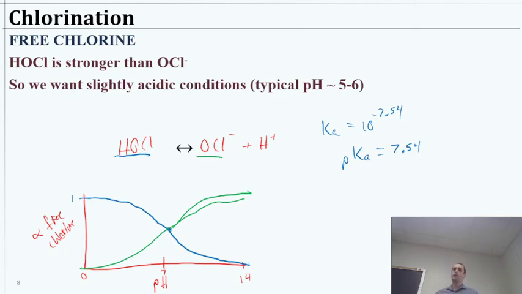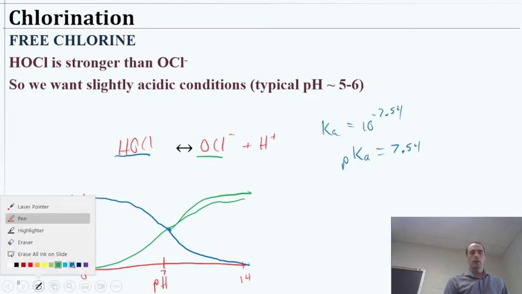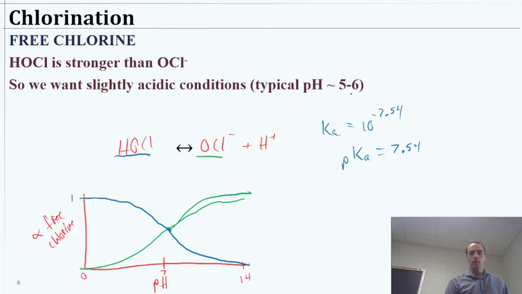For the rest of it, if we're slightly acidic, let's say in the pH 5 to 6 range, then we have mostly HOCl, and we're happy with that, right? So at pH 5 to 6, we're somewhere in this range, and that's 90%+ HOCl. Can't quite tell the way I drew it, but if we do the math, that would work out. And remember, our equilibrium is defined by those products over the reactants, right?